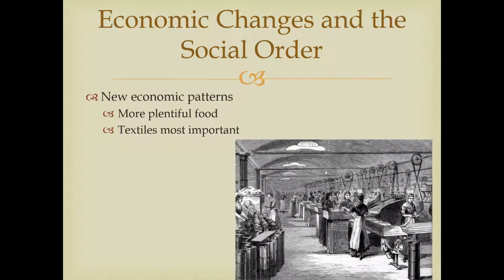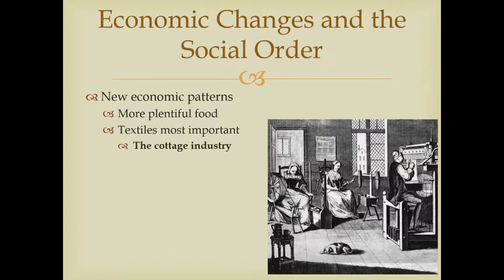Textiles are still going to be the most important factor throughout Britain, and textile manufacturing is going to be the most important thing in Europe, pretty much. But then in the colonies, you're going to start seeing a cottage industry. You're going to start seeing the beginnings of industrialization by the cottage industry rising up. And basically, the cottage industries are people in their cottages.